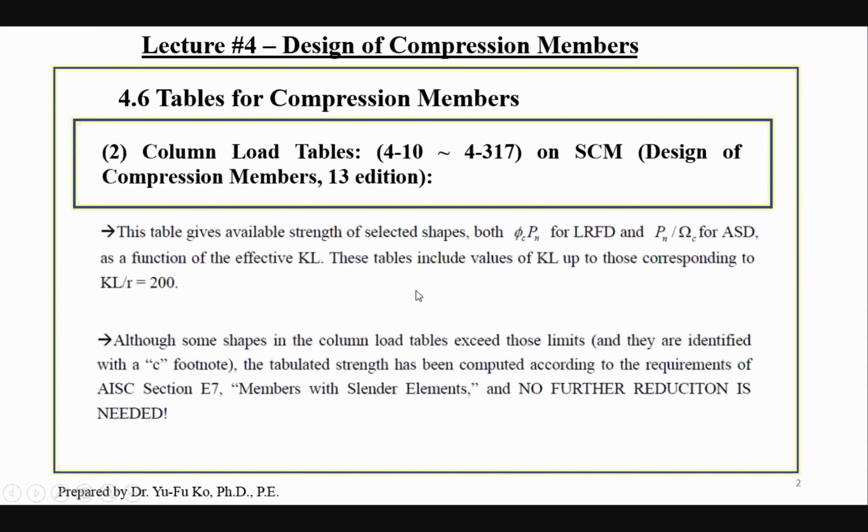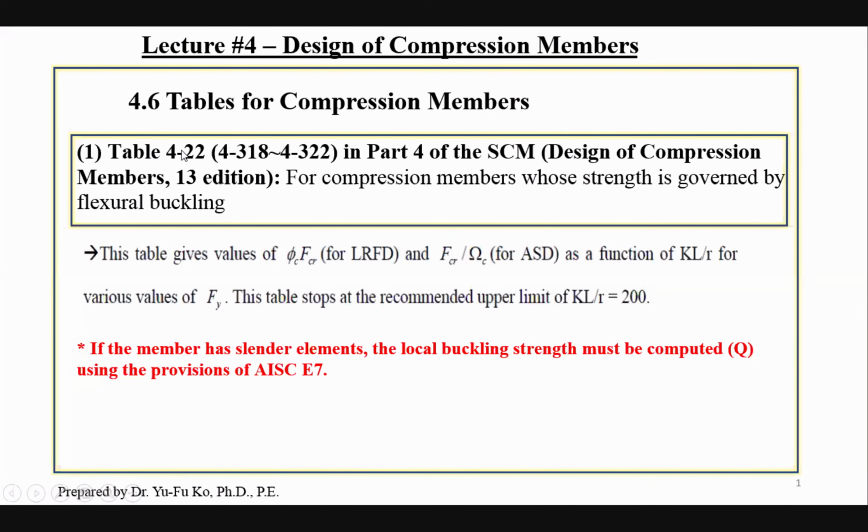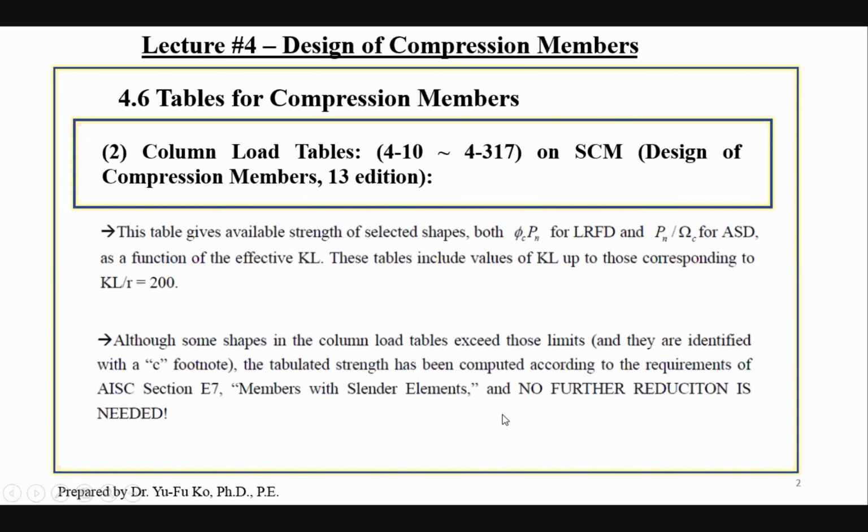When you use the column load table, they give you the loads in kips. If you use table 4-22, they give you stresses. So do not confuse them. And one thing you've got to remember about the column load table, good news for you: the column load table already considers the local buckling effect. So the number you get here already considers local buckling, and no further reduction is needed for the column load table. You can make a note.